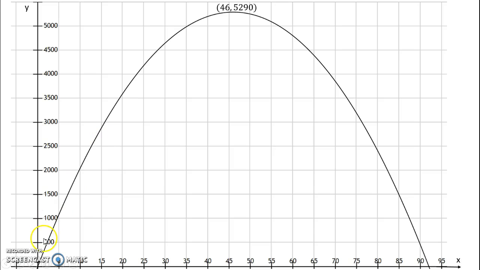So now let's take a look at how the area function actually looks like. So it's a parabola. It's reflected, so it's opening down, and so our axis of symmetry is 46, and our maximum value is 5,290. Okay, so the width is 46, and the maximum area is 5,290.